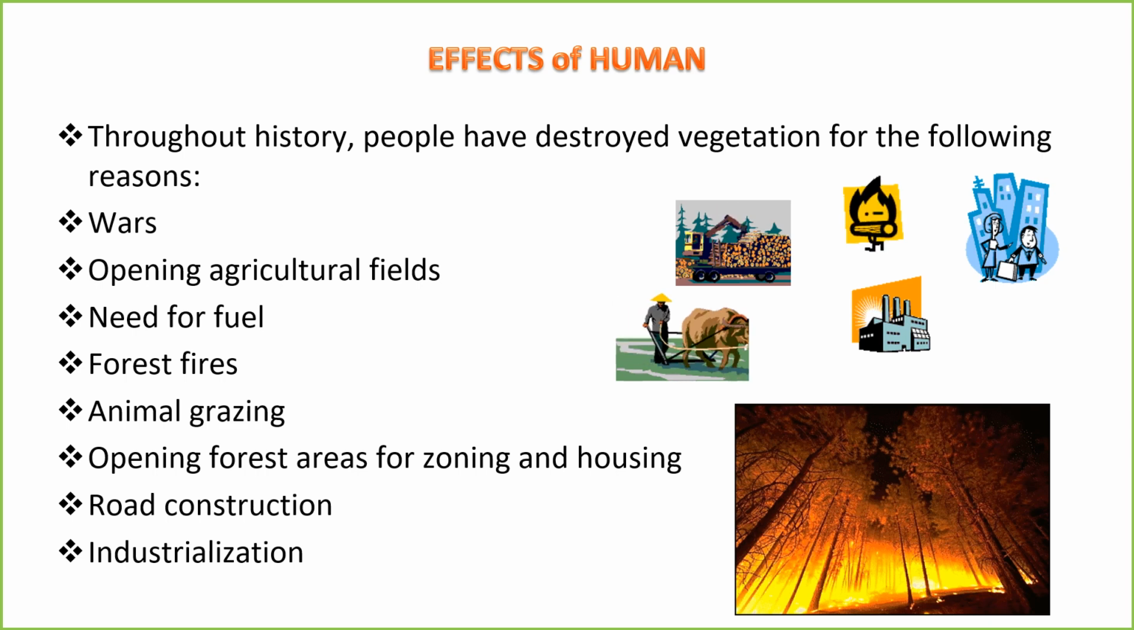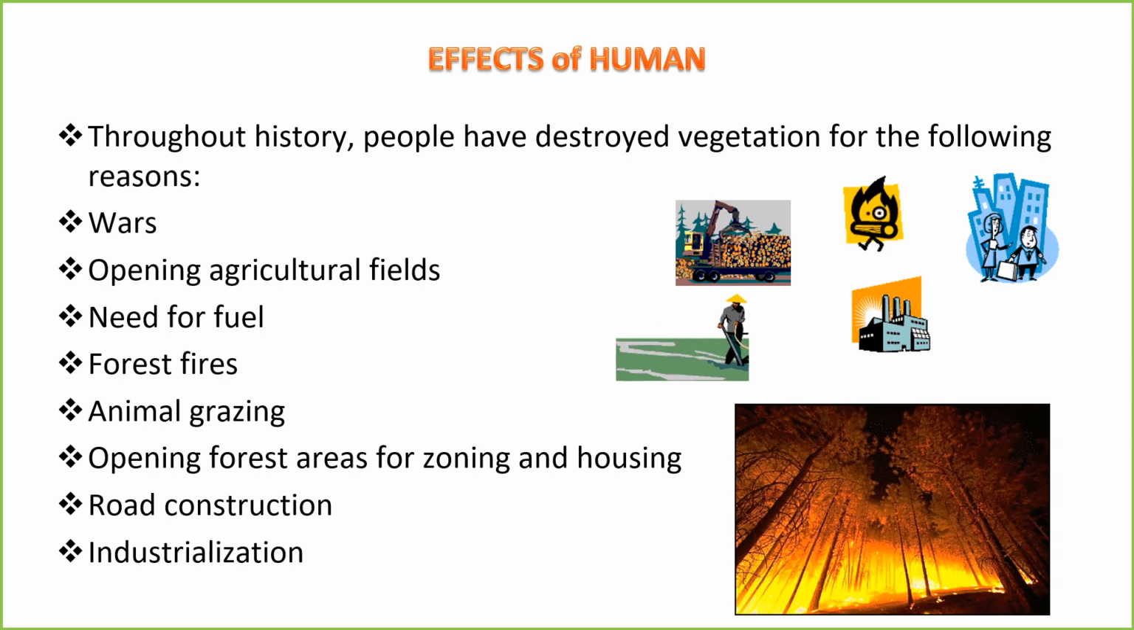2. Opening agricultural fields. The expansion of agriculture has historically involved clearing land by removing vegetation to create fields for cultivation. This practice is one of the main contributors to deforestation. 3. Need for fuel. Throughout history, people have relied on wood and other plant materials as a primary source of fuel for cooking and heating. This has led to extensive clearing of forests for fuel wood.